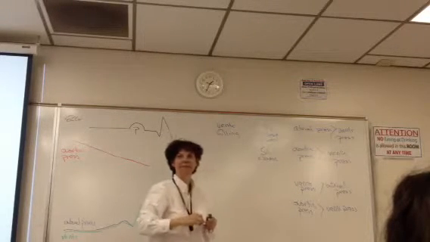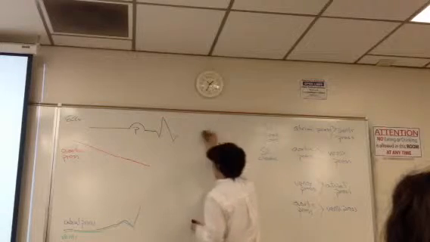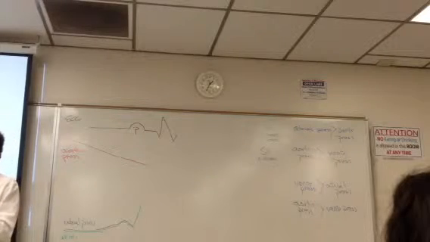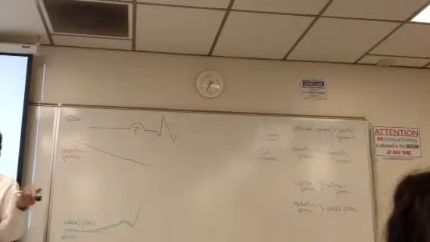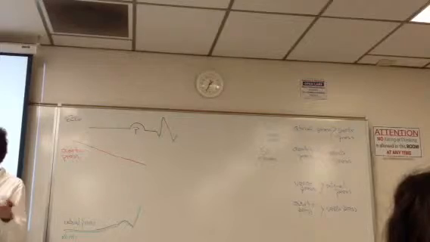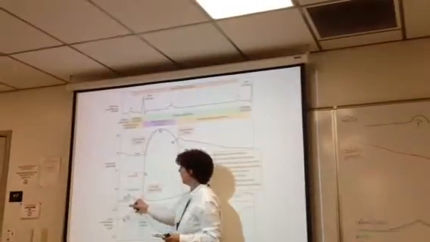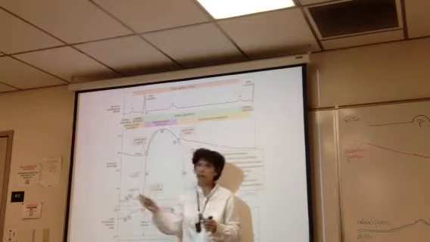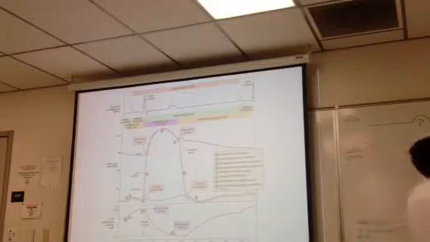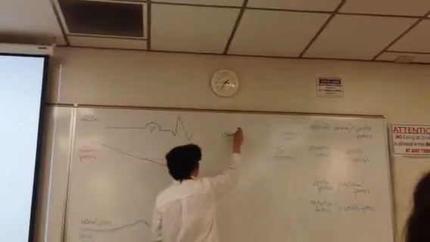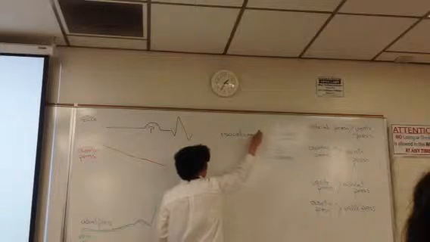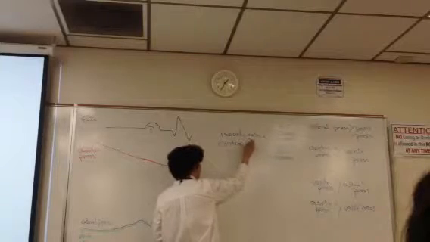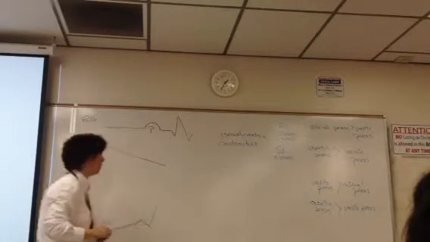So with both the semilunar and the AV valves closed, is there any blood coming into the heart or leaving the heart? Can't, because all the valves are closed. So this period, from the time the AV valves close until the semilunar valves open, is a very narrow period of time, but it's called the isovolumetric. The ventricles are contracting, so it's called isovolumetric contraction. The ventricles are contracting, but there's no change in blood volume.